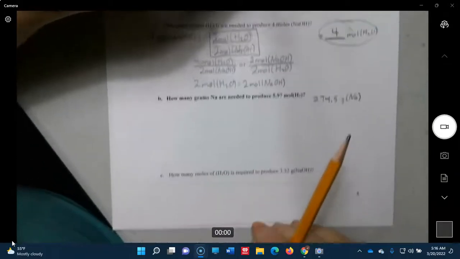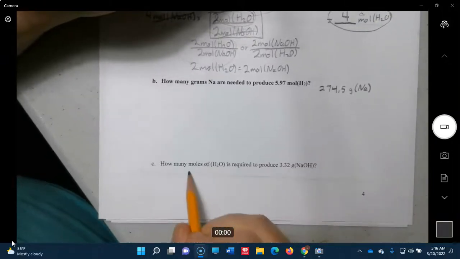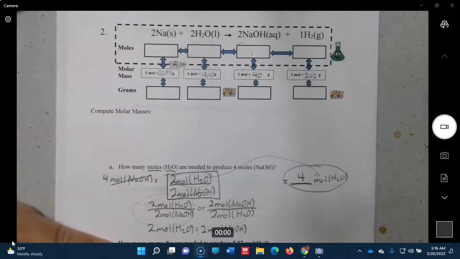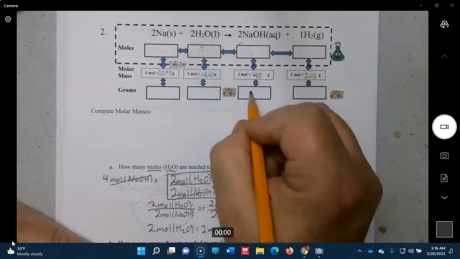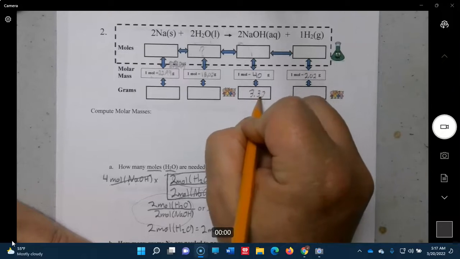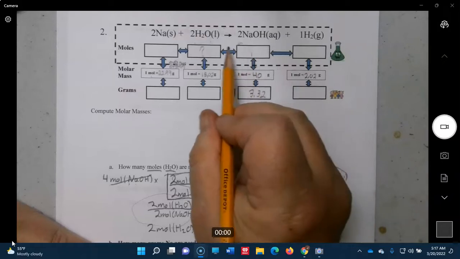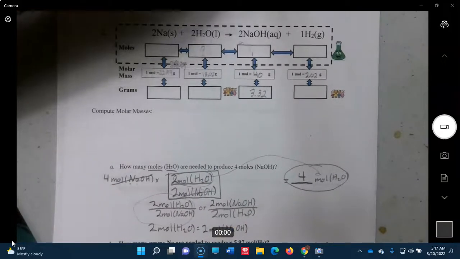Okay. Alright, I didn't give you much room for this problem, so let's see if we can squeeze this in down here. How many moles of H2O required to produce 3.32 grams of NaOH? We come back up here. I'm going to have to move this back and forth a few times. Moles of H2O is right here, question mark. Grams of NaOH is right here, and that's going to be 3.32 from the problem. So we have 2 conversions. We have to go up through the molar mass to get to moles of NaOH, and then laterally sideways over to moles of H2O. Alright, so let's go ahead and set up the equation.